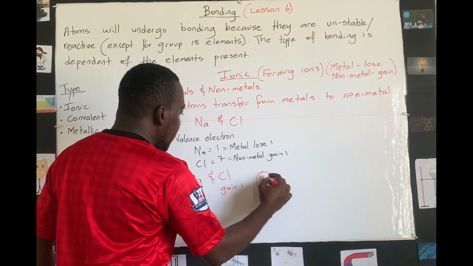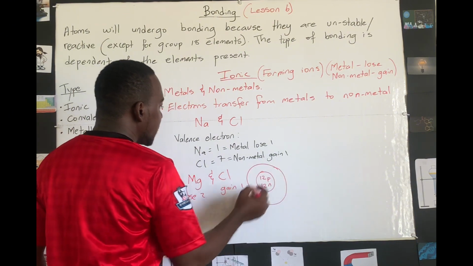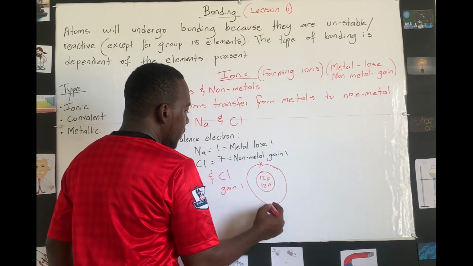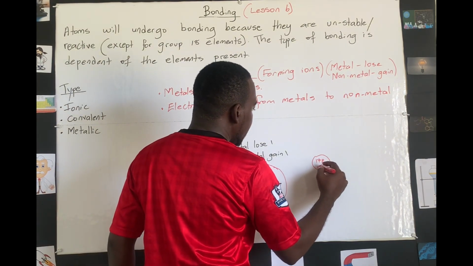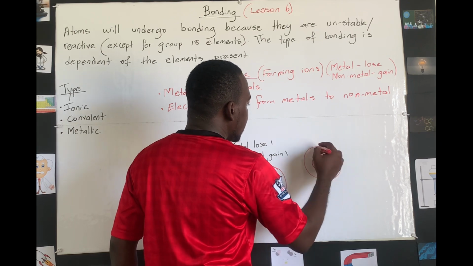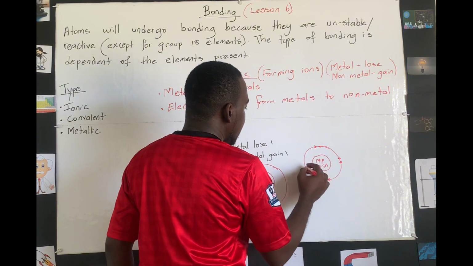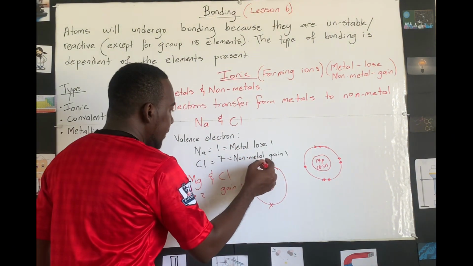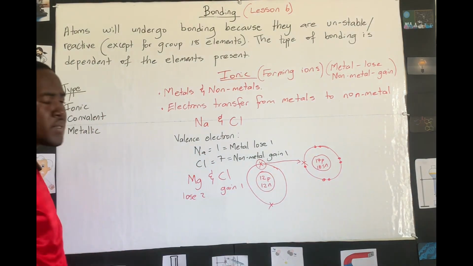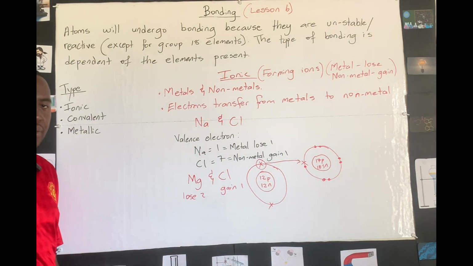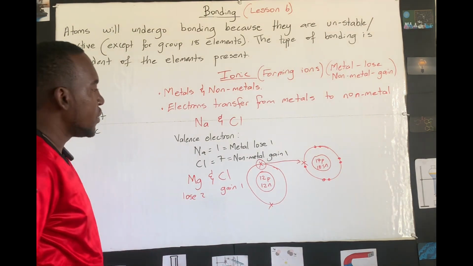From here we'll draw magnesium. On its outer shell we have 2 electrons, right? And then we draw chlorine, which has 17 protons, 18.5 neutrons, and on its outer shell we will draw 7 electrons, each having dots. So the 1 electron will be transferred to chlorine, but magnesium is still not balanced because it has 1 more electron to be given off.